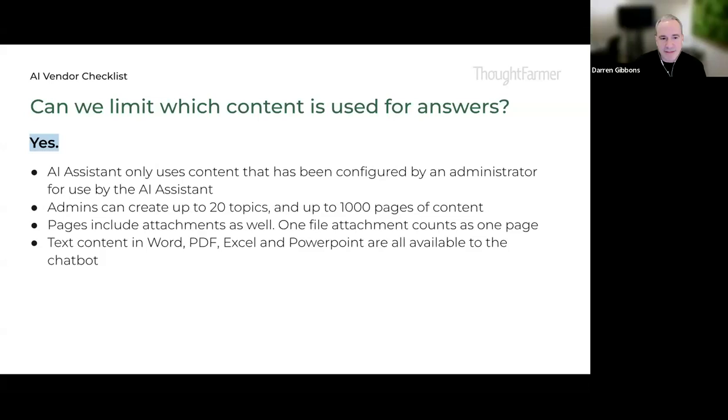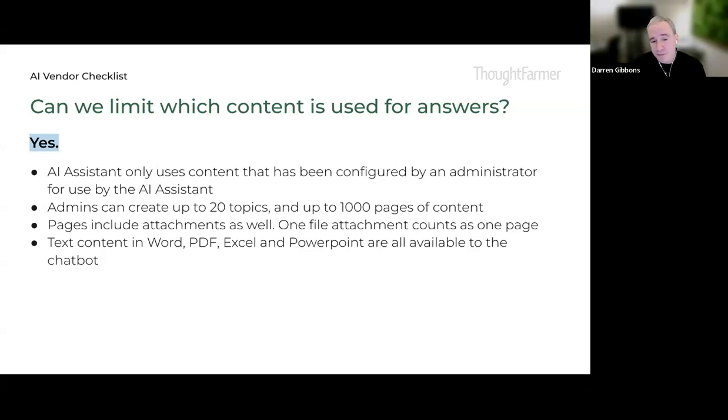Now, when we talk about pages, that includes attachments as well. One file attachment counts as one page. And we take the text content from Word, PDF, Excel, and PowerPoint, and that's all available to the chatbot to be able to answer questions. So if you've got policy information or procedures that are in Word documents, that information is available for it to use.